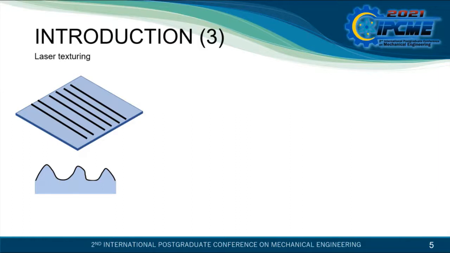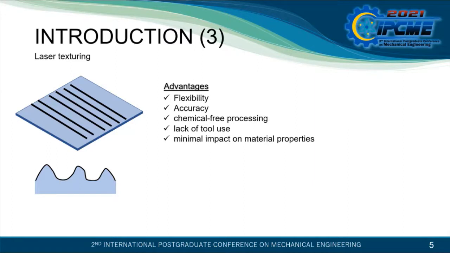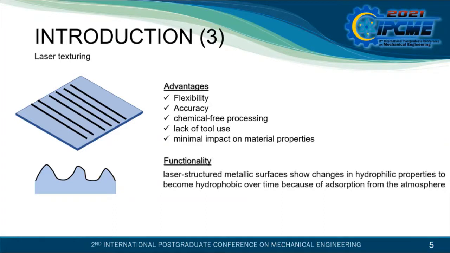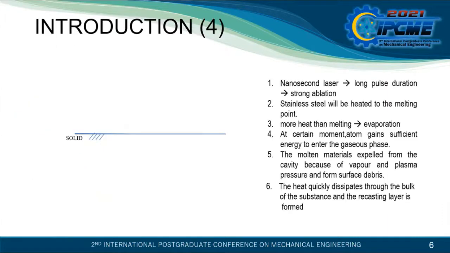Laser texturing methods have various benefits such as flexibility, accuracy, chemical-free processing, lack of tool use, and minimal impact on bulk material properties. Many studies on laser-structured metallic surfaces show changes from hydrophilic properties to become hydrophobic over time because of absorption from the atmosphere.